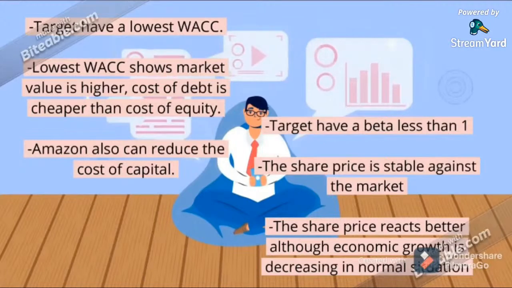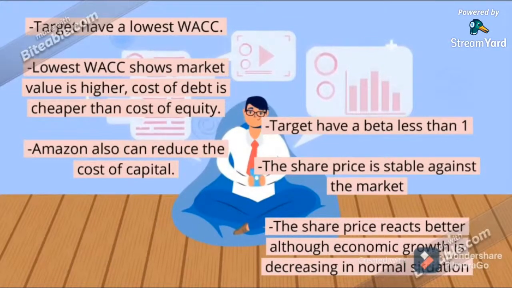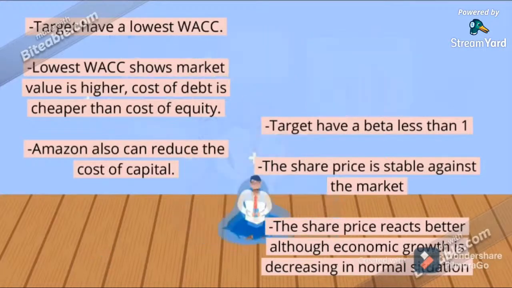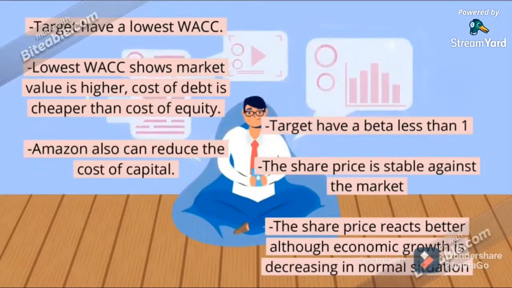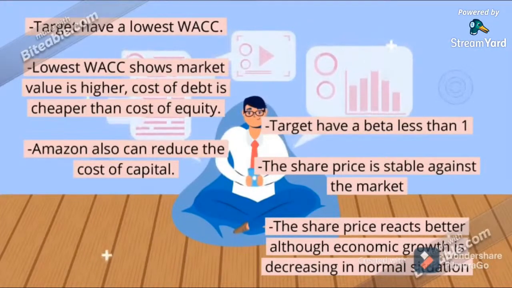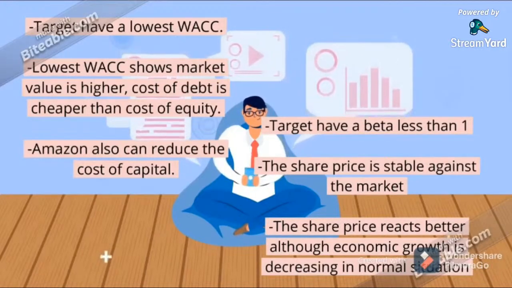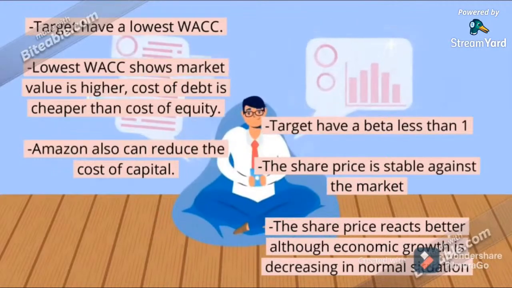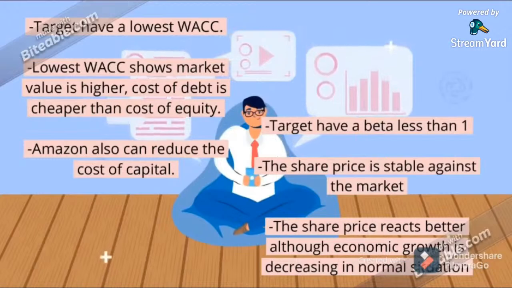The lower WACC means the company is issuing bonds, which is debt, more than issuing stock, which is equity, since interest rates are lower than the demanded rate of return on the stock. Not only that, Amazon can reduce their cost of capital, which is the cost of financing a business, by managing the balance of debt and equity.